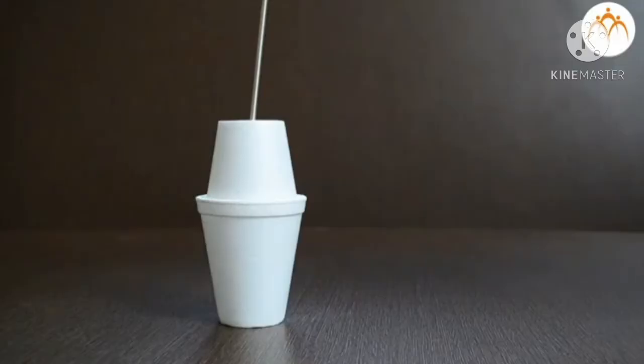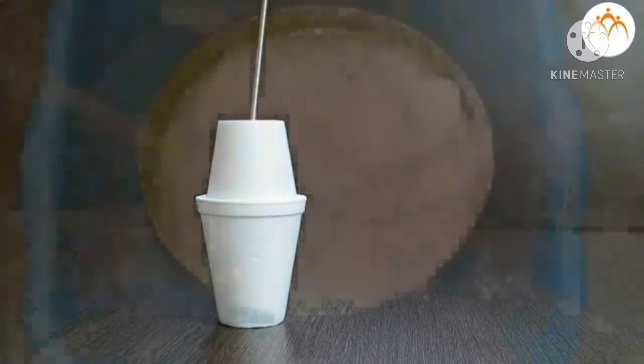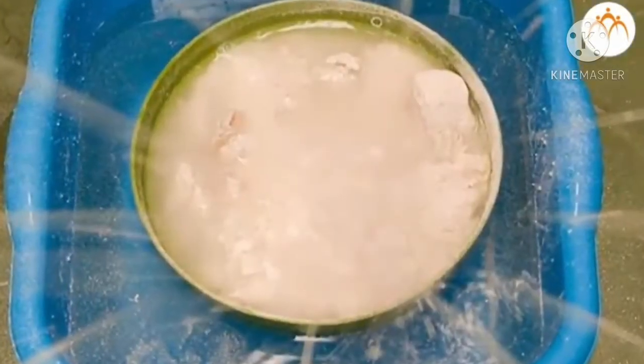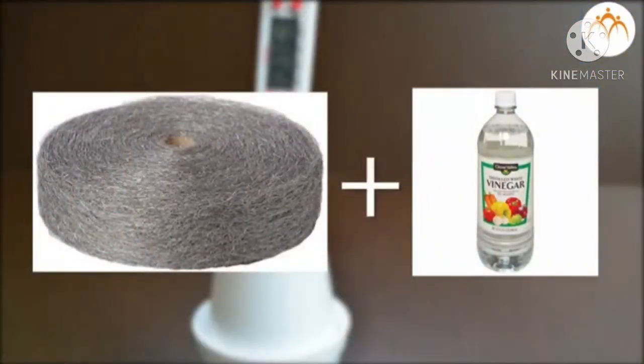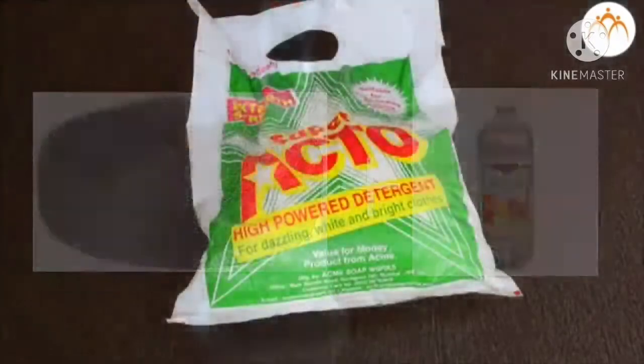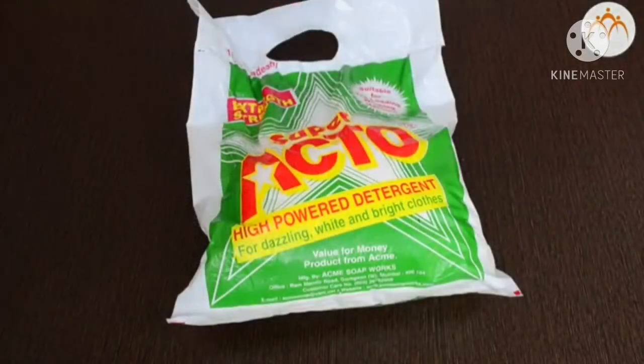Challenge. Can you build this and measure the amount of heat generated when quicklime, that is calcium oxide, is mixed with water? You can also try other combinations like steel wool and vinegar or everyday laundry detergent with water.